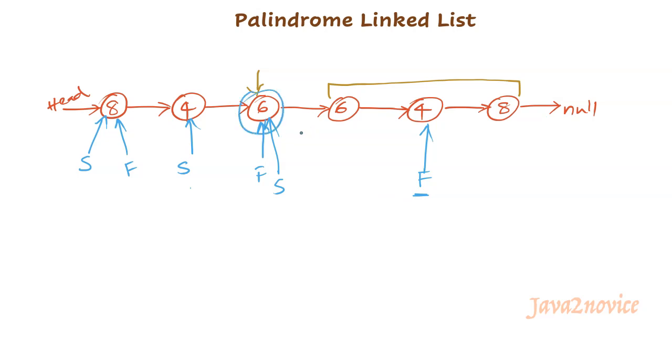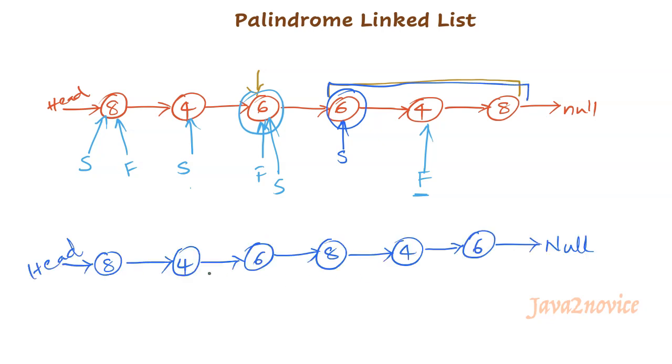Now we will reverse the linked list after the mid position. Before reversing, we will move the slow pointer to the next node. And we will consider that this node will be the head node from where we need to reverse the linked list. Let's reverse this portion. This is the linked list after reversing the second portion. This is the head node and we will consider that this is the head node for the reversed portion.